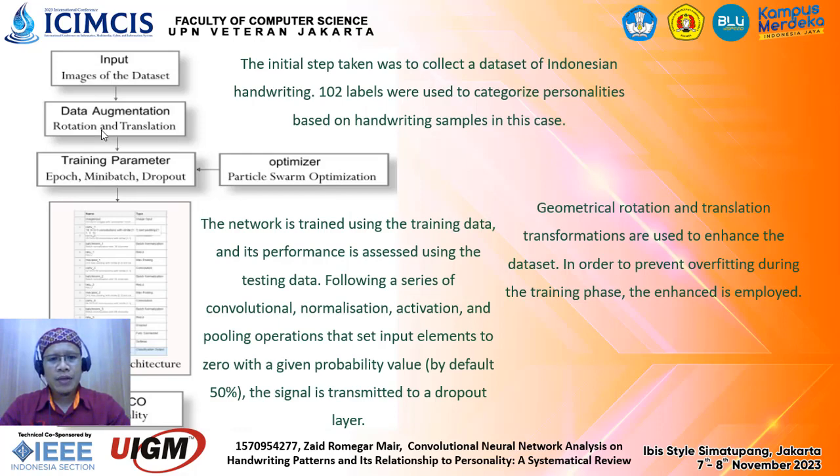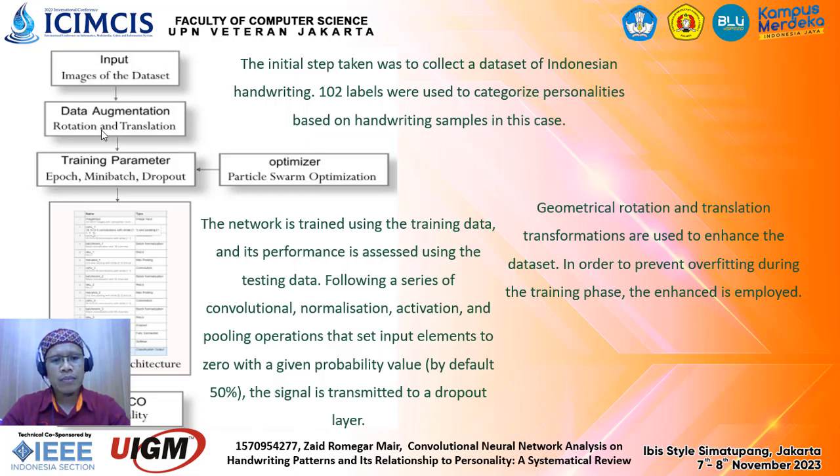The initial step taken was collecting Indonesian handwriting data. 102 labels were used to categorize personalities based on handwriting samples. In this case, for the first one, input the image data sets and do data augmentation, with rotation and translation, training parameters, and optimizer, particle swarm optimization.